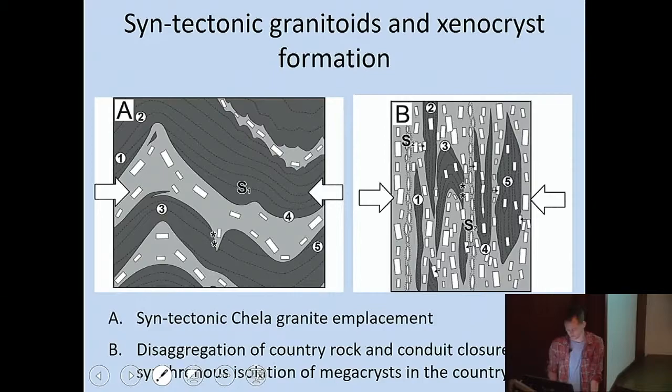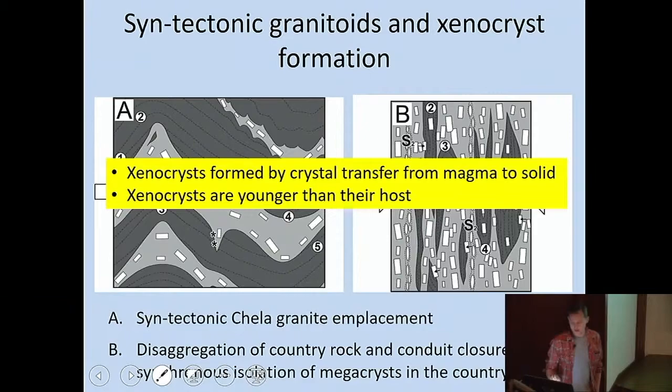So we have evidence from this location that xenocrysts formed by crystal transfer from magma to solid, which is the opposite of the traditional interpretation for how xenocrysts form. Also, in this case we have xenocrysts which are younger than their host rock. The granite is the younger rock, and crystals from that younger rock have been transferred to an older unit. Therefore, the typical assumptions of what xenocrysts are and what they represent are challenged by this model.